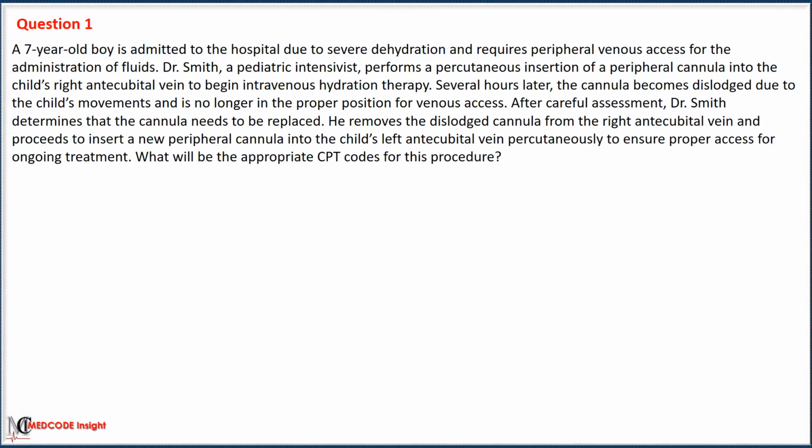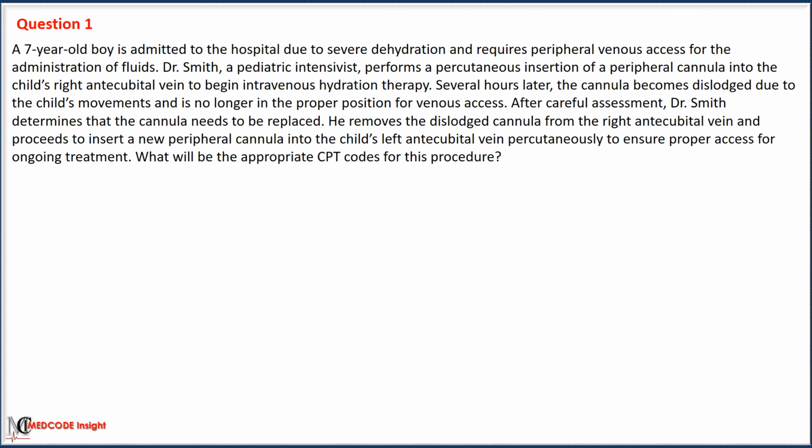A 7-year-old boy is admitted to the hospital due to severe dehydration and requires peripheral venous access for the administration of fluid. Dr. Smith, a pediatric internist, performed a percutaneous insertion of a peripheral cannula into the child's right antecubital vein to begin intravenous hydration therapy. Several hours later, the cannula becomes dislodged due to the child's movement and is no longer in the proper position for venous access. After careful assessment, Dr. Smith determines that the cannula needs to be replaced.